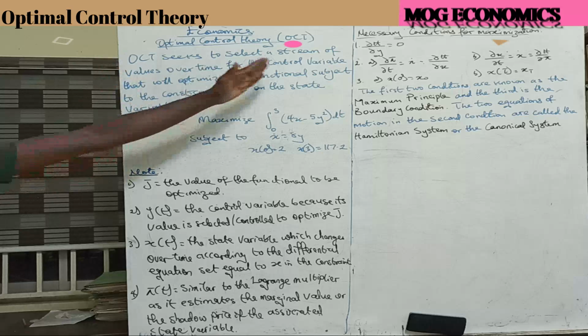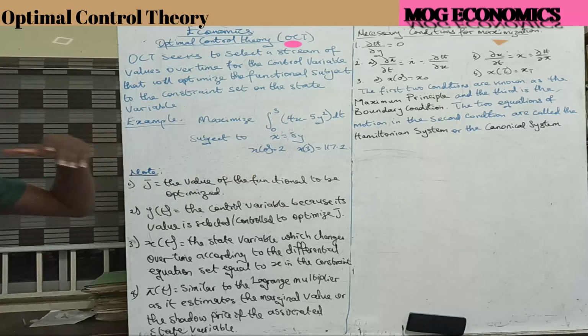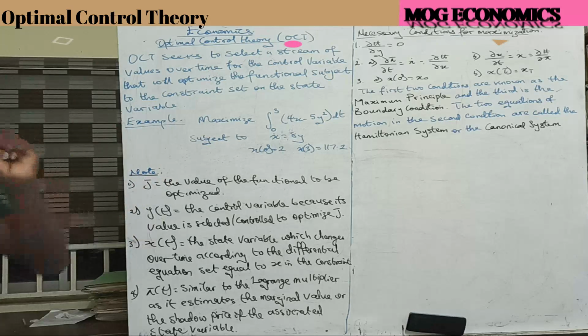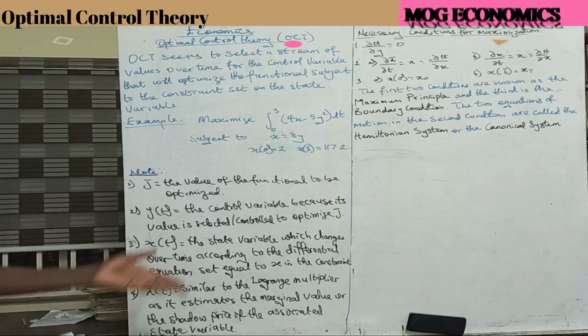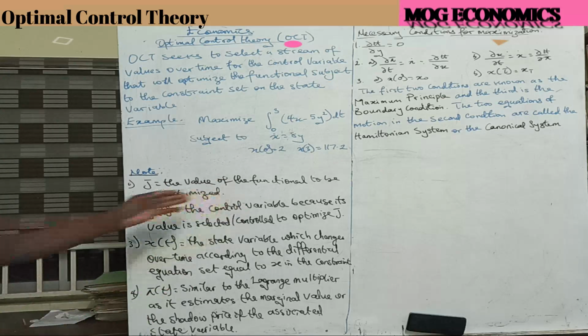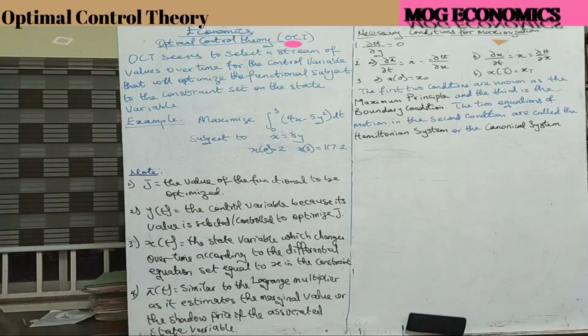So OCT seeks to select a stream of values over time for the control variable, where t is time. So what is the control variable? The control variable is y, which is here y(t). It is the control variable because its value is selected or controlled to optimize J. J is what you call the functional, what is inside here. So you use J to represent the functional.